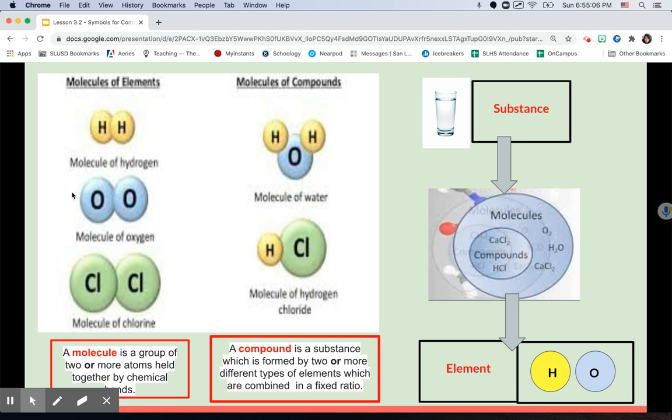So here we have examples of all molecules: H2, O2, Cl2. On the right hand side of this image, we see two examples of things that we would specifically refer to as compounds: H2O and HCl. So go ahead and take a moment and pause this video if you have to. Can you tell the difference right now between a molecule, this stuff, and a compound, this stuff?